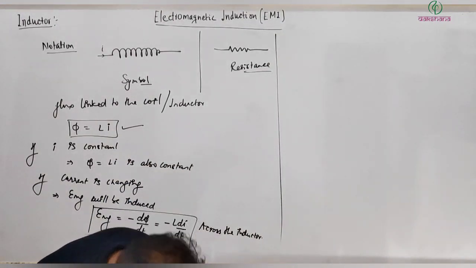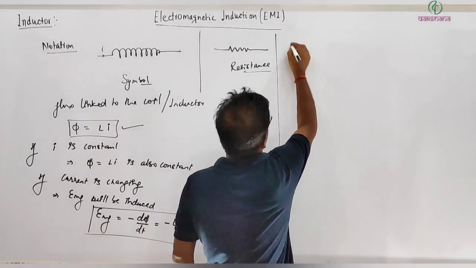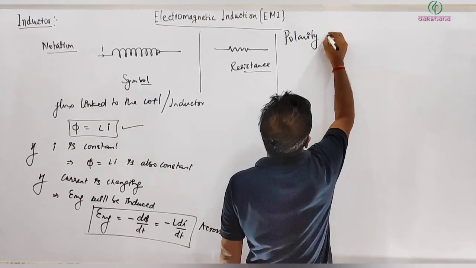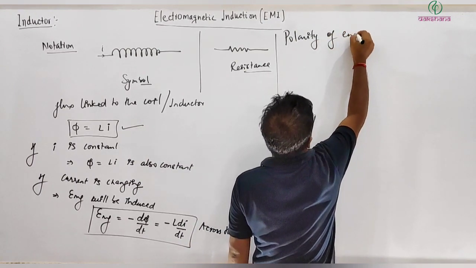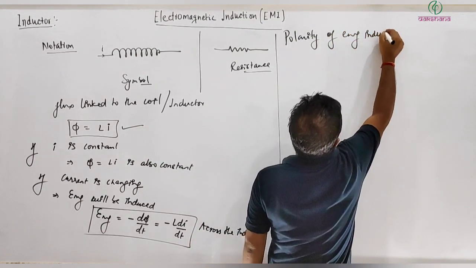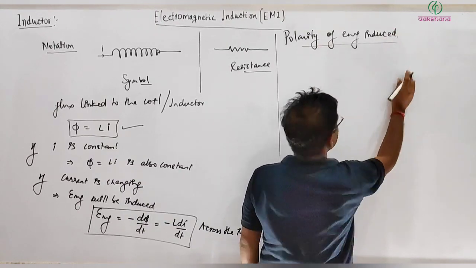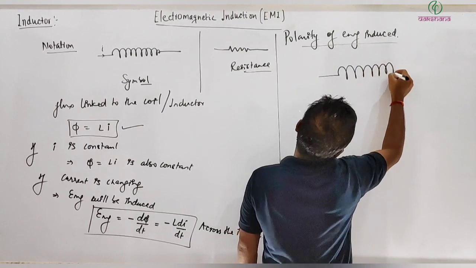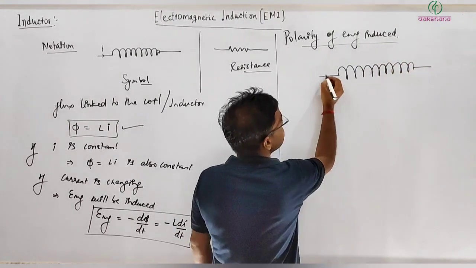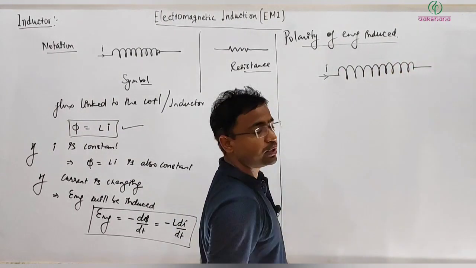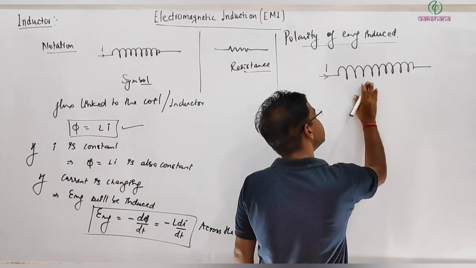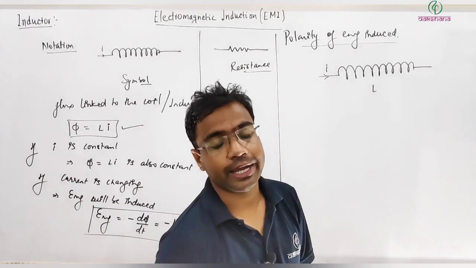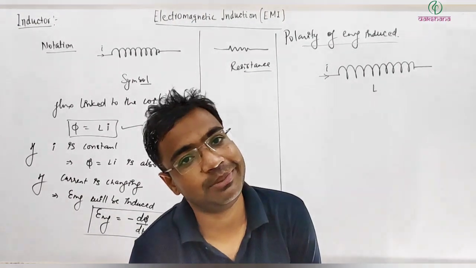How do we define polarity? That which end will be positive, which will be the polarity of the induced EMF, right? So see it here. Let's say this is our inductor, right? Some current I is flowing through it. Its inductance is L. Now there can be two possibilities for I: either it may be increasing or it may be decreasing.